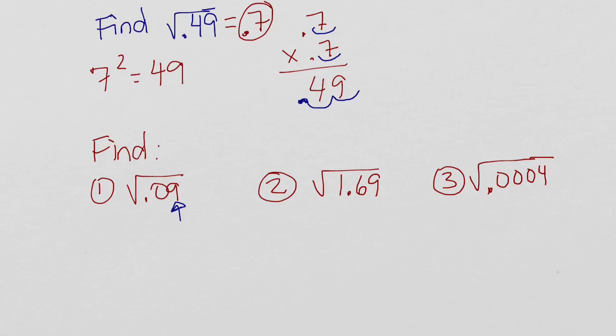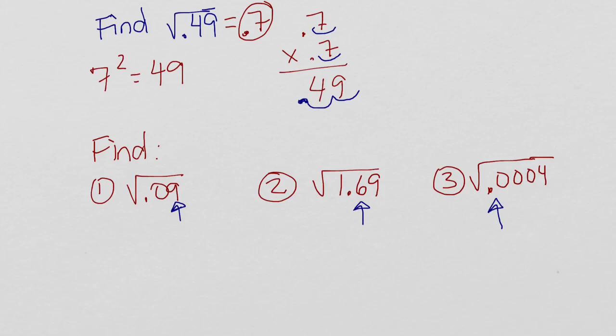Again, 1.69 here looks a lot like 169, but with a decimal point. And same thing with the third one, there's a decimal point. So turn off the video, see if you can figure these 3 out, and then turn it back on to get your solutions.